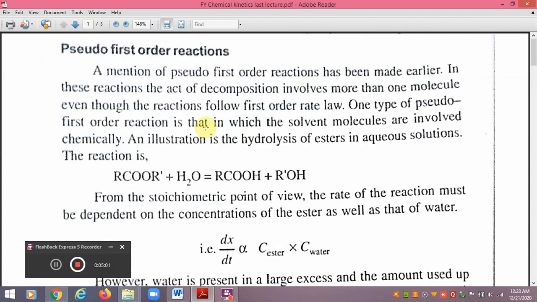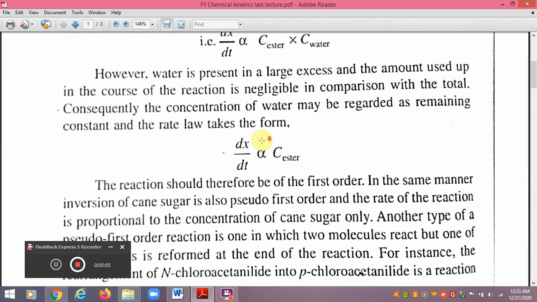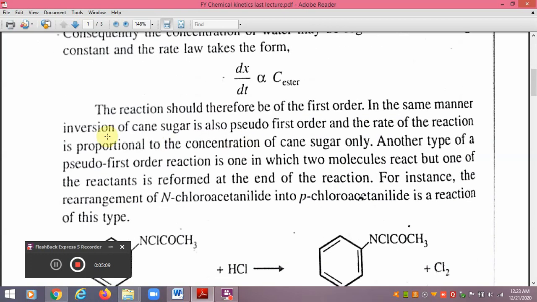And if the order of reaction is 1, then these are simply called pseudo first order reactions. It's very simple. I hope you understand this very well, and there are many examples. One example of a pseudo first order reaction is the inversion of cane sugar. It follows the kinetics of a first order reaction, and that's why it is called a pseudo first order reaction.